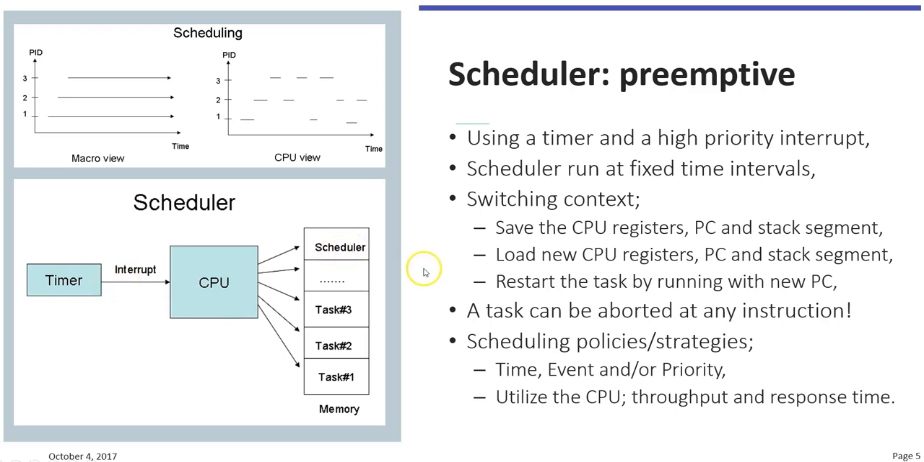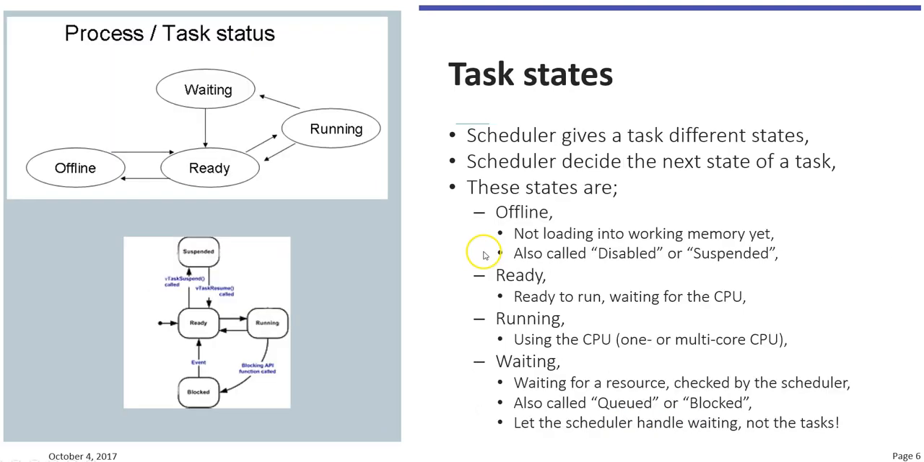And the scheduler has some sort of policies or strategies to figure out which one to run next: either time, event, or priority. Priority is the most used, but there also exist other policies. And the reason is to try to utilize the CPU and have the highest possible throughput and response time of the tasks. So you have several tasks. The tasks can be aborted at any time, so any task will have one of these 4 states.